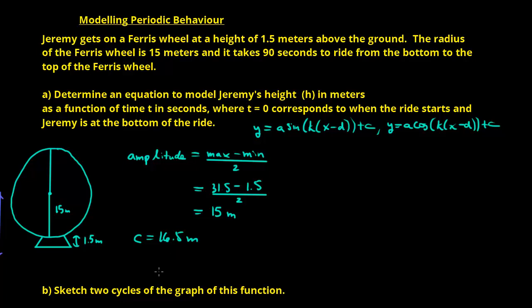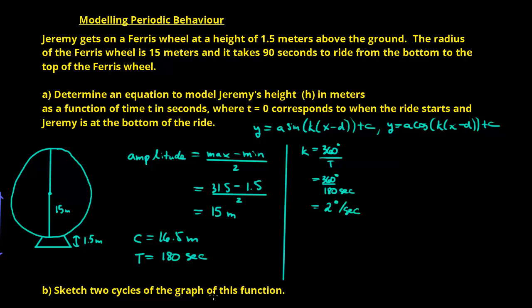Now, the next thing that we have to determine is the period. Since it takes 90 seconds for Jeremy to ride from the bottom to the top of the Ferris wheel, it's going to take 180 seconds to do a full rotation. So that means that the period is equal to 180 seconds. So now we can figure out what the k value is. Our k value is going to be 360 degrees divided by the period, which is equal to 360 degrees over 180 seconds, which is equal to 2 degrees per second. So that's our k value.